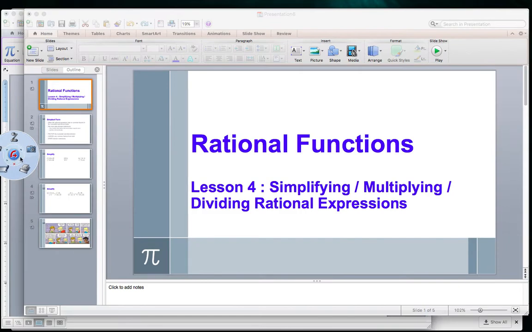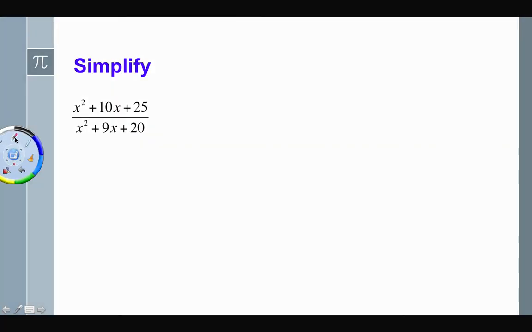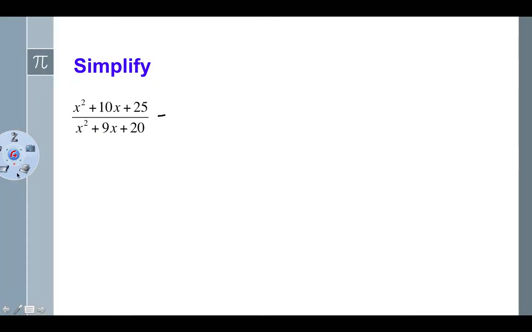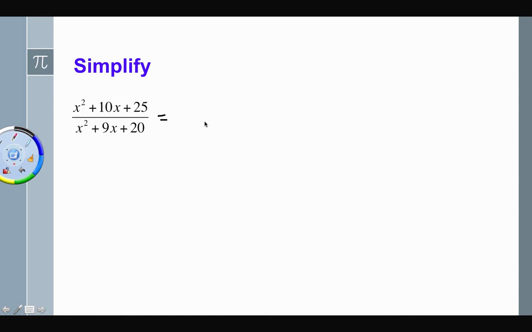So this is our first one. We're going to simplify this, and as we said earlier, we need to factor the numerator and the denominator. Two numbers whose product is 25 and whose sum is 10 are 5 and 5. So I'm going to say this is x plus 5 times x plus 5. And likewise in the denominator, 20 is 4 times 5, and 9 is 4 plus 5. So that means I have x plus 4 and x plus 5.